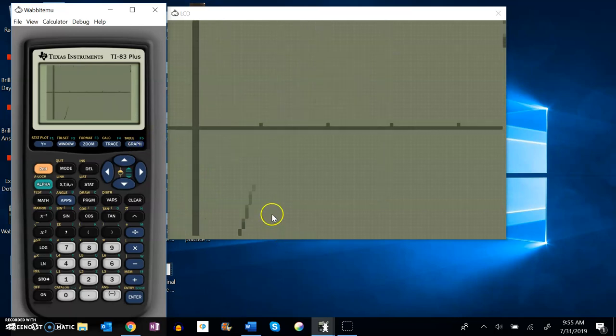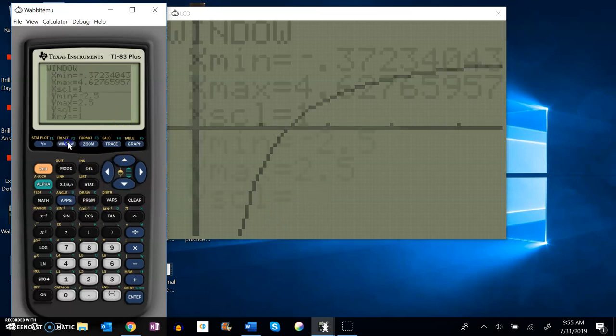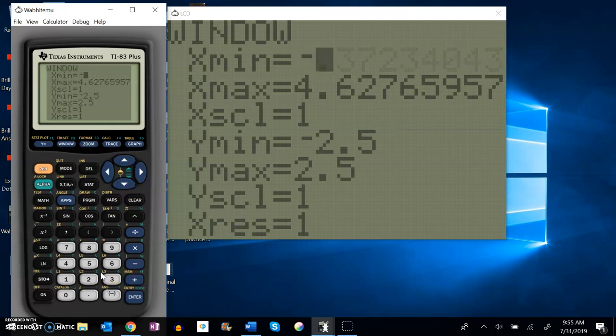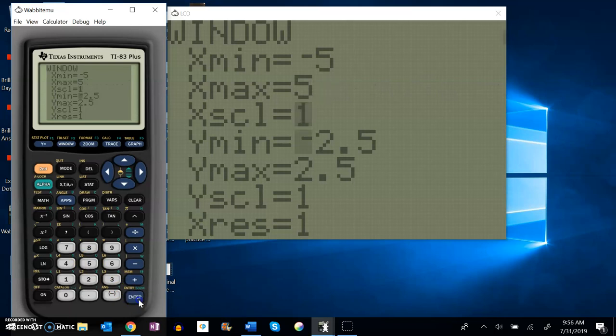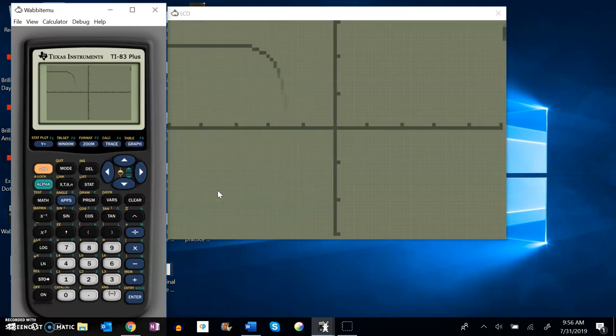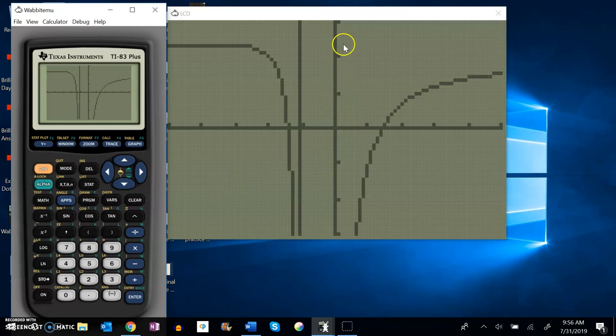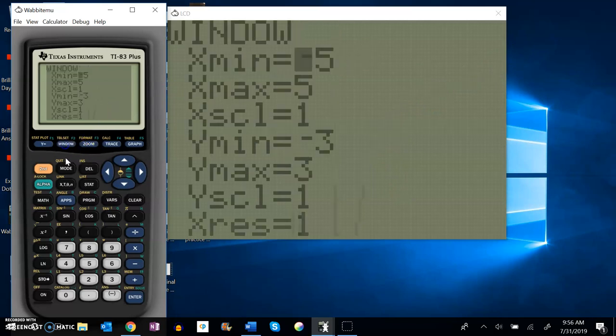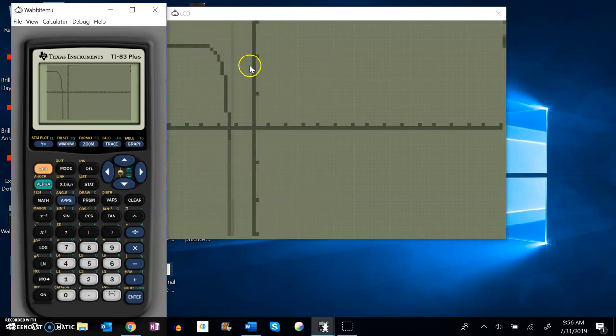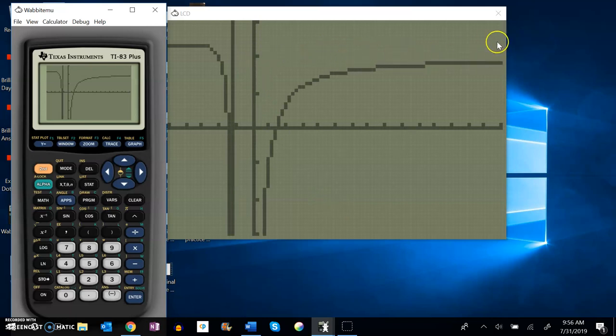Let me look at the graph of this and see what it does. Window. Let's make this negative 5 to 5. And how about negative 3 to 3? Yeah, so look at this. Here's 2 right here, and it looks like as x is getting bigger, this thing is getting closer and closer to 2. Let me stretch this window out, instead of going to 5, let's have this go out to 15. Here's 2 again. Yeah, it looks like there's an asymptote right there at 2.